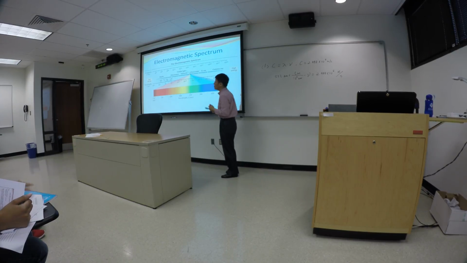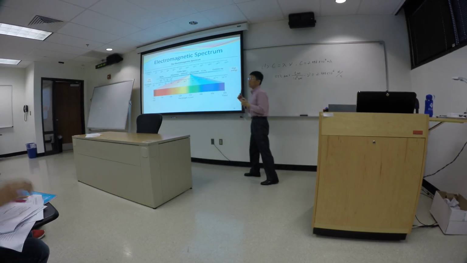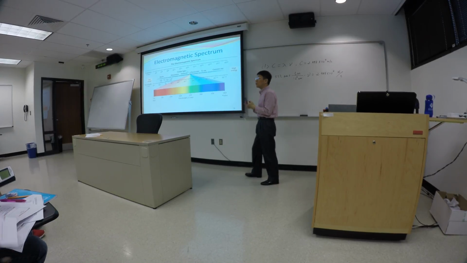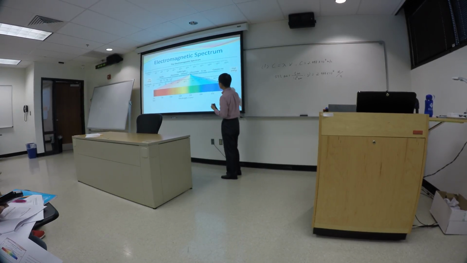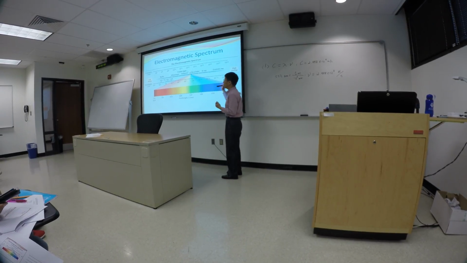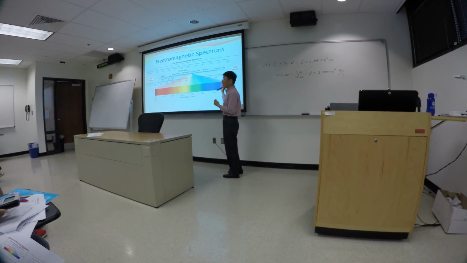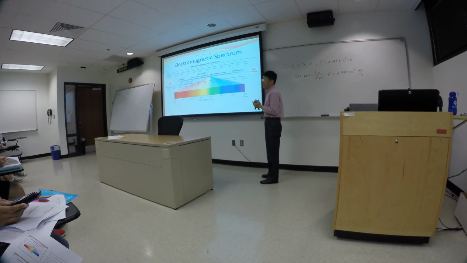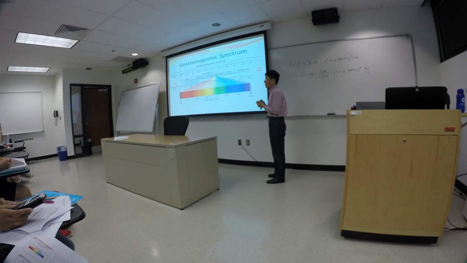Now we need you to remember that frequency and wavelength are inversely proportional. Frequency times wavelength gives you the speed of light. So if you have a very short wavelength and very high frequency, it also has something to do with the amount of energy that it carries.